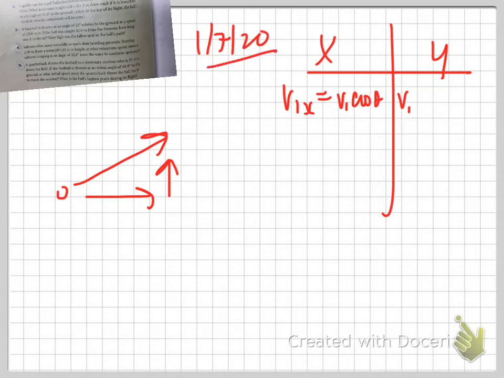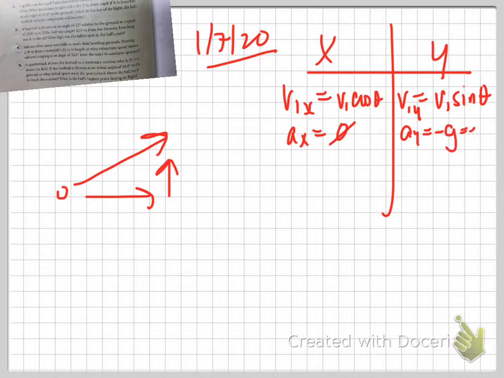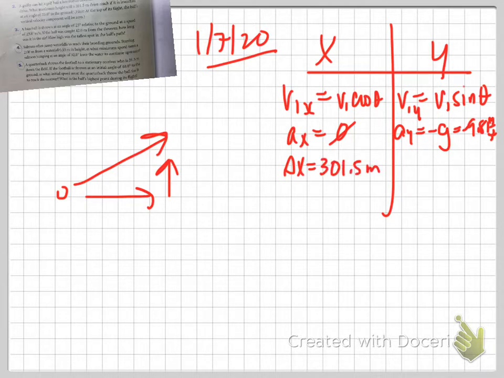What's my expression for VIY? VI sine theta. Okay. I know that I have no acceleration on the x. I know that acceleration on the y equals negative g, or negative 9.81 meters per second squared. Okay. Do I have a delta x? I do. So delta x is 301.5 meters.